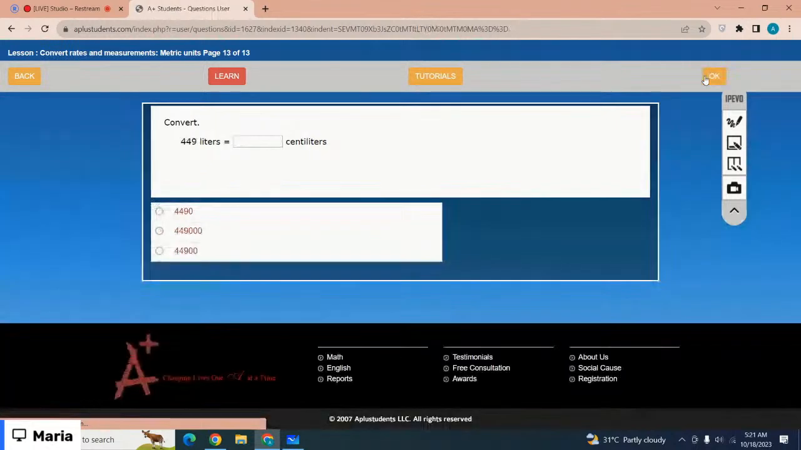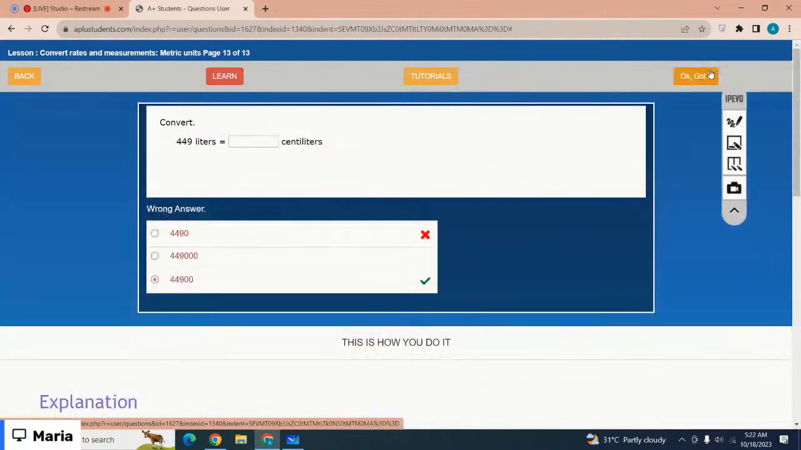Okay. The next one is 449 liters equal how many centiliters? In 1 liter, you have 100 centiliters. That would be 44,900 centiliters, right? Okay, we are done with the lesson.